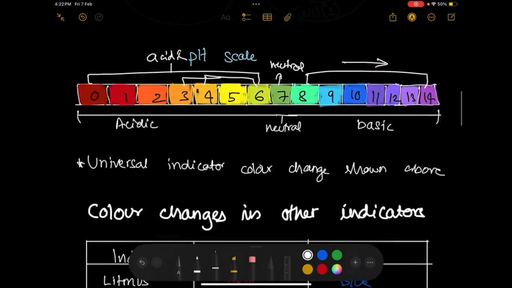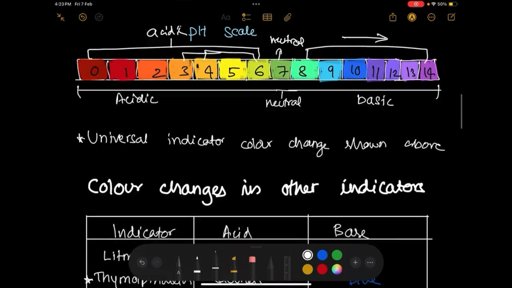And over here, universal indicator color change is shown. It is not suitable for titration, however, due to a range of colors being shown. So we really don't know when we have reached the end point.